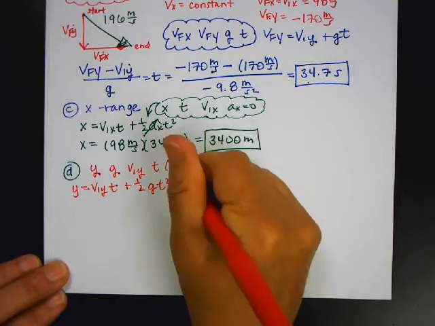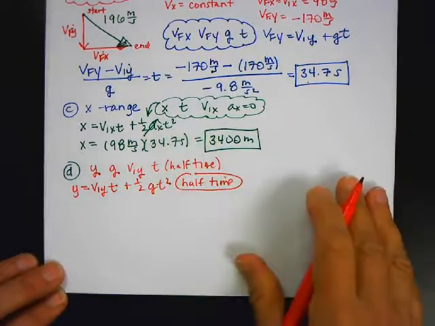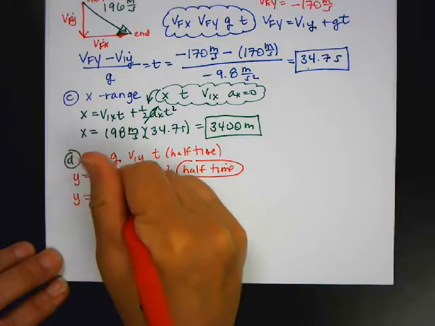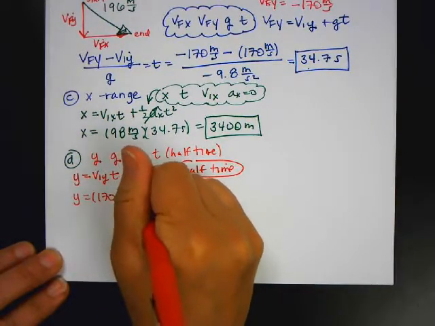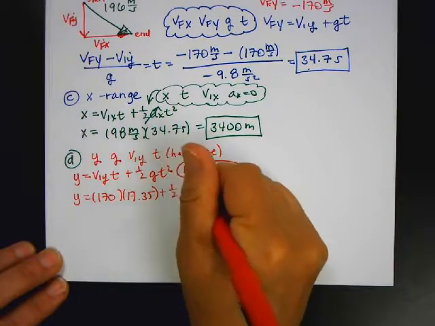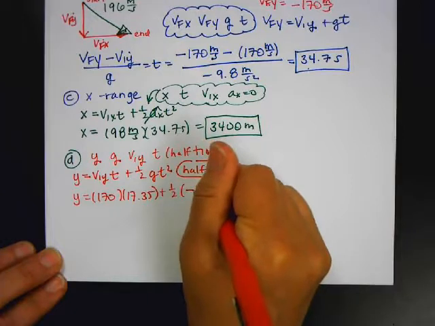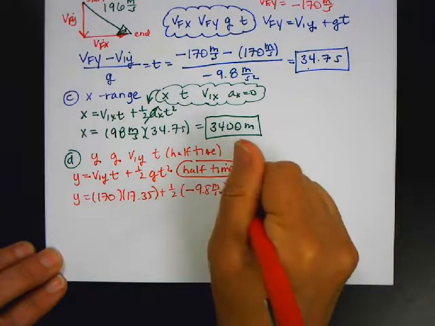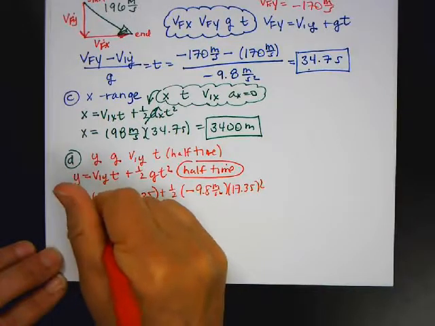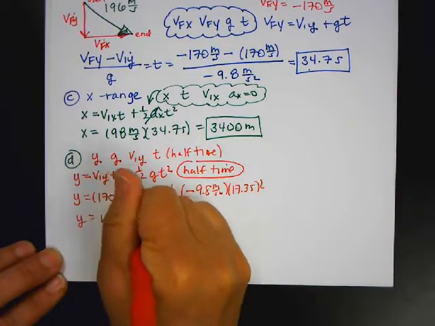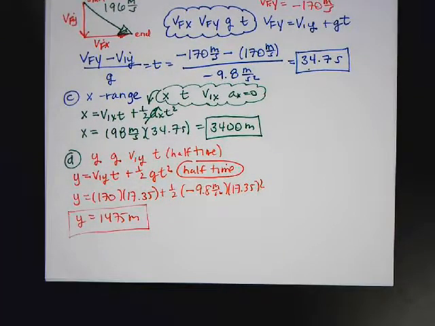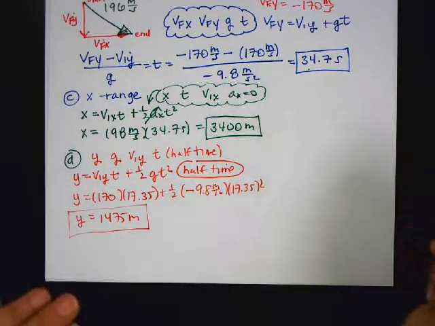Now you have to be really careful with your signs. So I'm going to say y is equal to 170 times 17.35 is half the time, plus 1/2 negative 9.8 meters per second squared, times 17.35 squared. So doing it this way, I get y to be 1475. But then I'm going to show you how to do it another way.